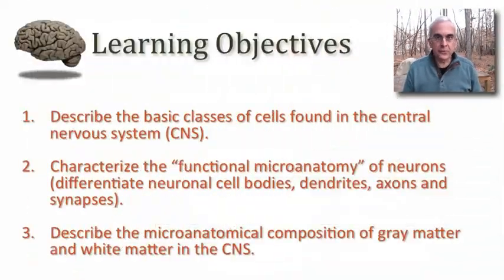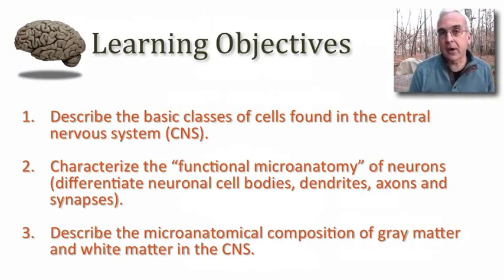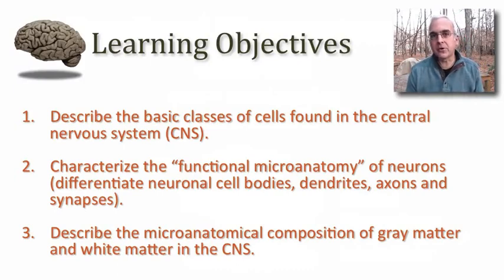First, I want you to be able to describe in very basic terms the classes of cells found in the central nervous system. I want you to focus on one particular class that we will spend much of our time in Unit 1 of this course considering, the neurons. And I want you to think about the functional microanatomy of neurons. I'll spend this tutorial explaining what I mean by that, but essentially I want you to be able to differentiate between the different parts of a typical neuron in terms of their structure and their function.